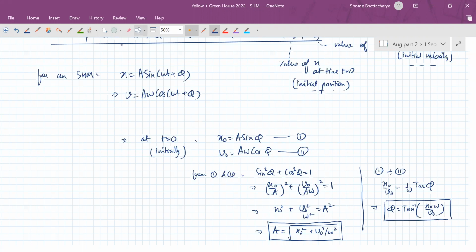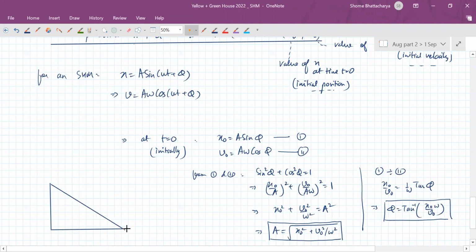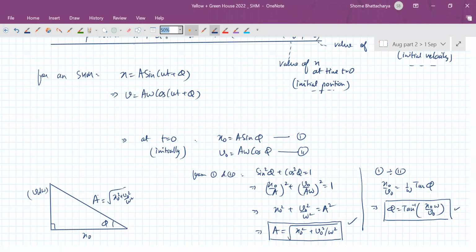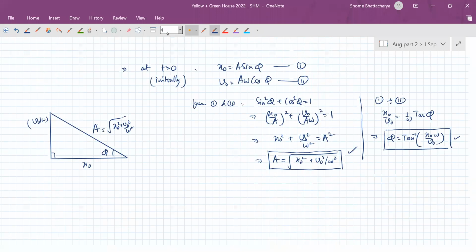The easy way to remember this relationship is also like this: if you draw a right angle triangle which has the base as x0 and the perpendicular as v0 by omega, you can automatically see that the hypotenuse of that becomes the amplitude. And this angle becomes phi. This triangle represents the same information that we got in these formulae. So that is the relationship between x naught, v naught, and a and phi, which, as I told you, is something important within SHM.